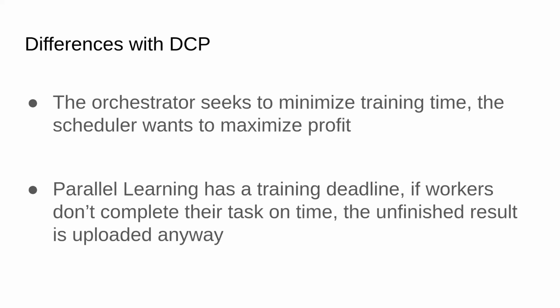Some differences with DCP are that the orchestrator seeks to minimize training time while the scheduler only wants to maximize profit. And parallel learning has this deadline property. If a worker doesn't complete its task on time, it'll upload the unfinished result anyway, regardless of the data samples that it missed.